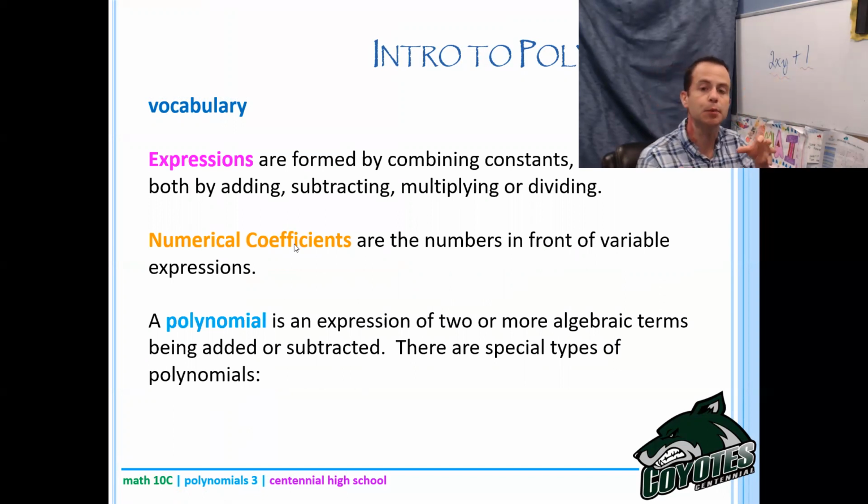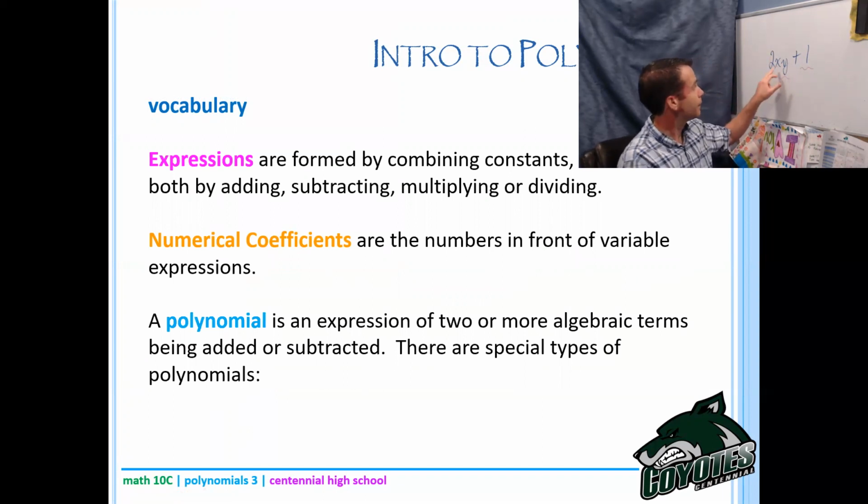What's the difference between an expression and an equation? An equal sign. As soon as I put equals something here, say I put equals 2, that's no longer an expression, now it's an equation. Numerical coefficients are the numbers that you find in front of the variable expression. So in this one, I have x and y as variables in this first term. The numerical coefficient for that would be a 2.